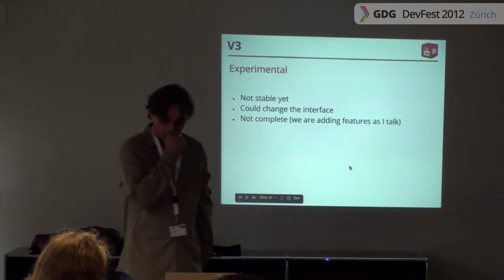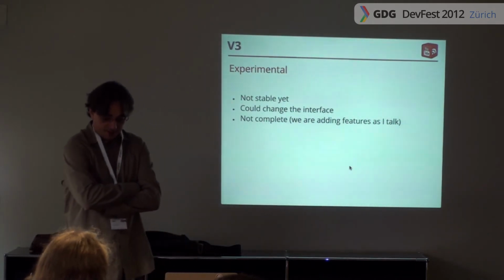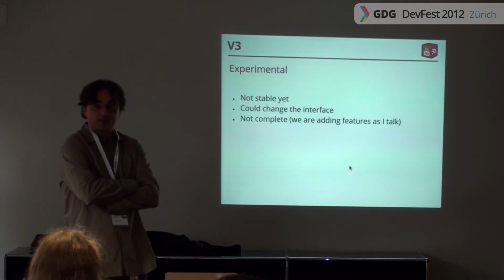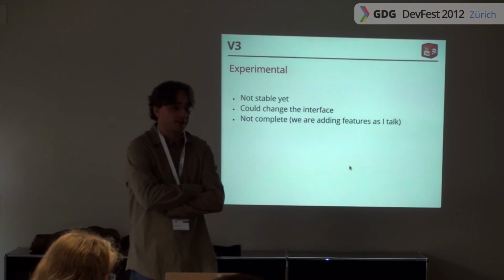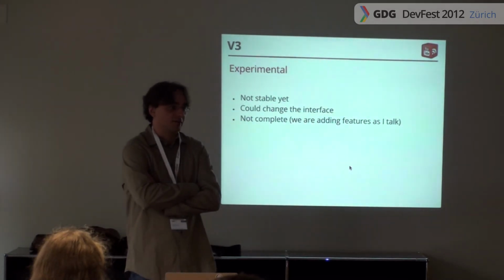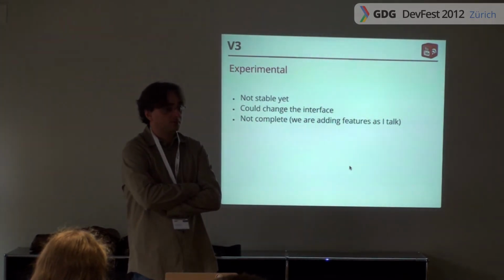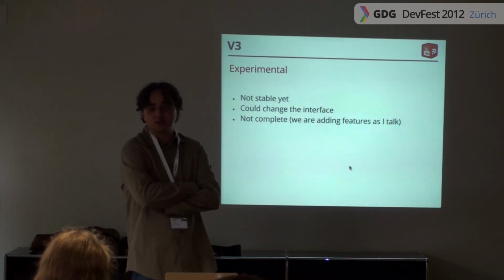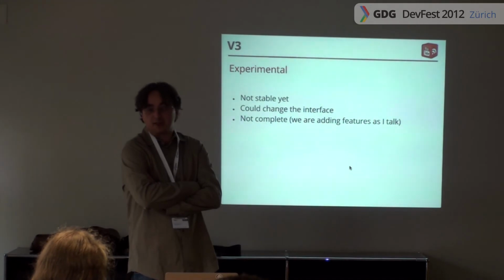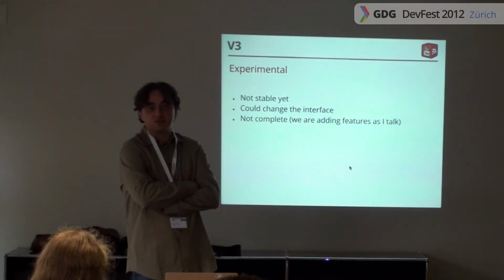So one thing to remember is that the API is experimental, so not stable yet. It could change slightly the interface. We think it's in a very good shape, but depending on the feedback we get from the community, we might change it a bit, right? And it's not complete, so the team is working like crazy to add features and to complete the use cases that we had in V2, right?